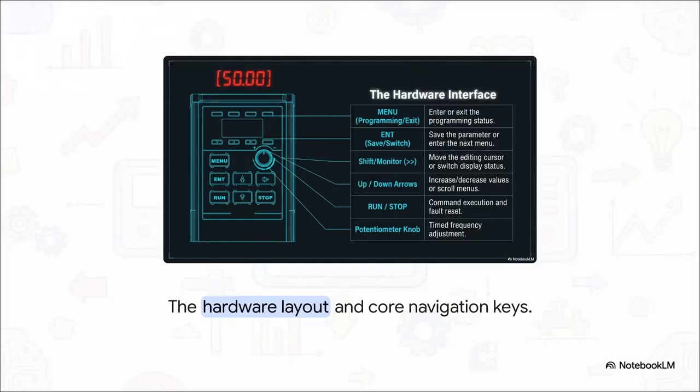Think about the physical anatomy of the panel for a second. You've got a handful of primary controls. There's the menu key, which lets you enter or exit programming. The ENT or enter key is for saving or moving deeper. You've got a shift key to move your cursor, up and down arrows to change values, and of course, your standard run and stop keys for executing commands. There's also a really handy potentiometer knob for quick frequency adjustments. But those keys in the middle, menu, shift, and the arrows, are your core navigation tools.